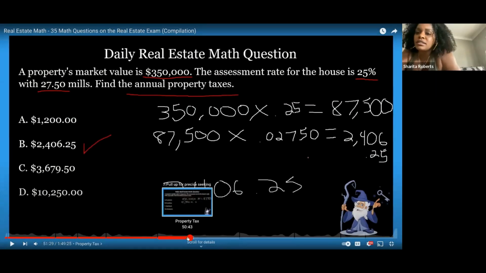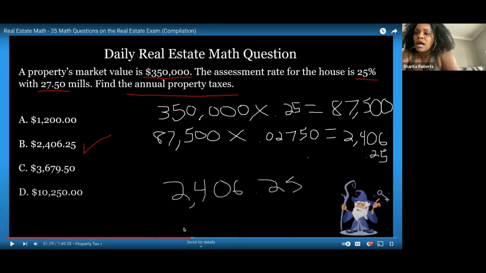A quick question. I don't usually move my decimal point with the mils. I just make sure I divide by 1,000. Is that safe? That's safe. You're doing the same thing. Okay, fair enough.